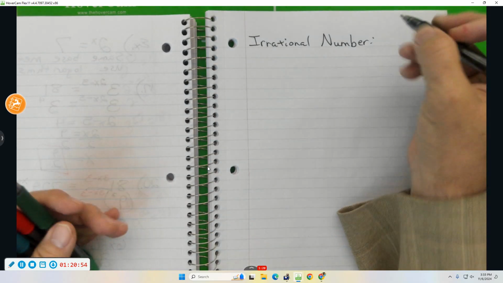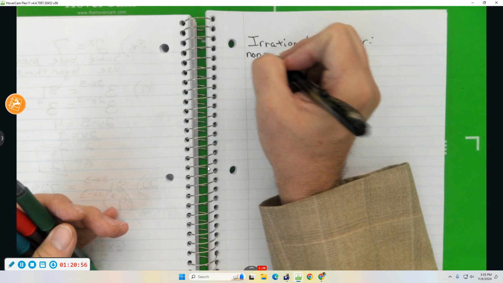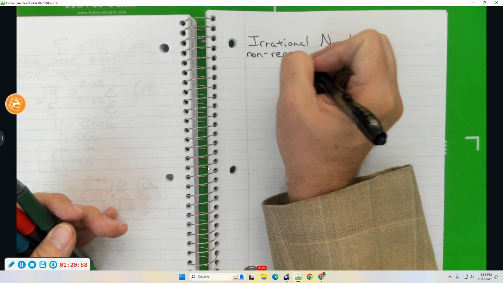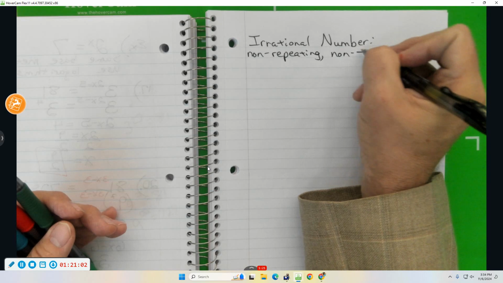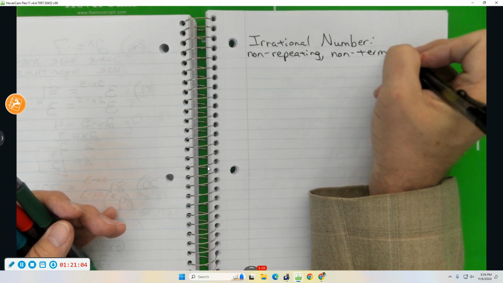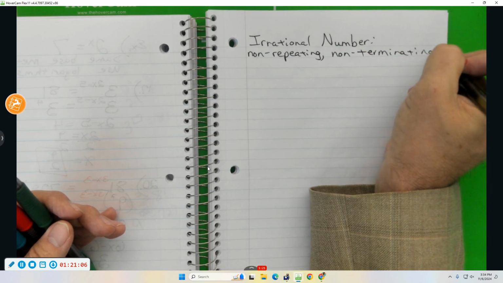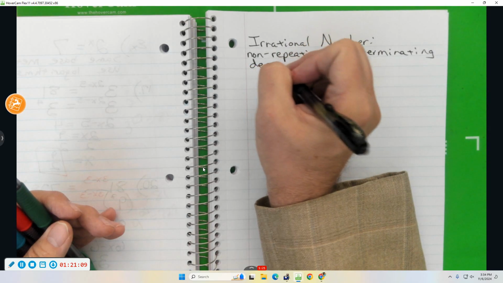An irrational number is a non-repeating, non-terminating decimal number.